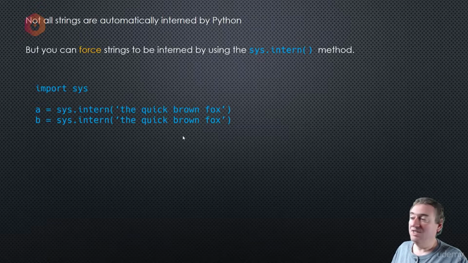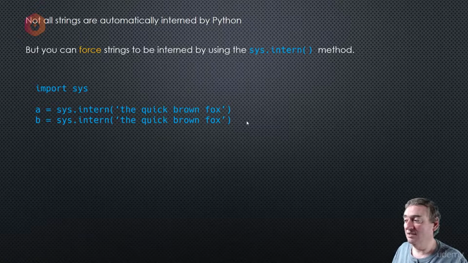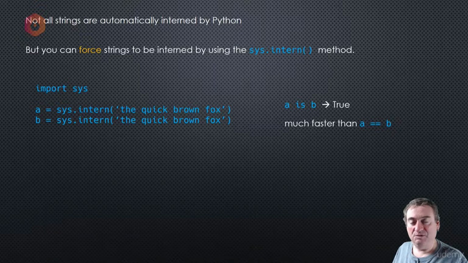So the way you would use it is you would first have to import the module, import sys, and then you would say A equals, and instead of just making it equal to the string, you would say sys.intern and then the string that you want. Now when you create B, you have to also do sys.intern. You can't just make it equal to the string itself, otherwise that will be a new object in memory. So in this case, A is B will evaluate to true, and it's a much faster comparison than doing A equals B.